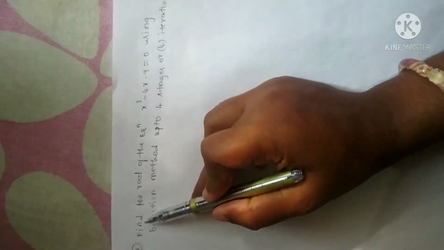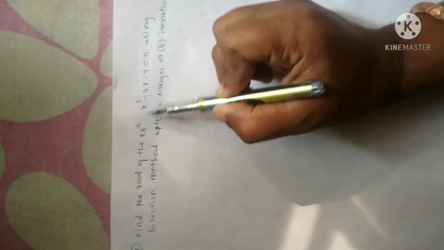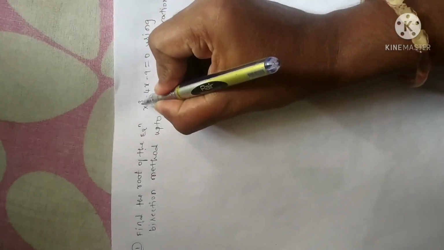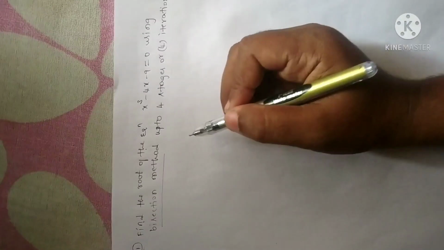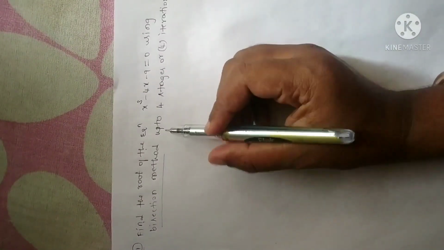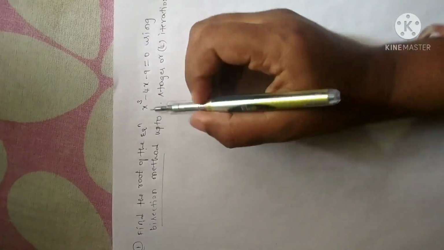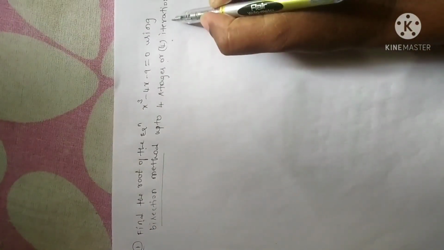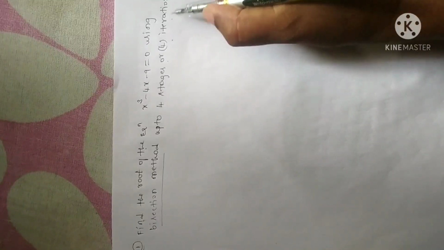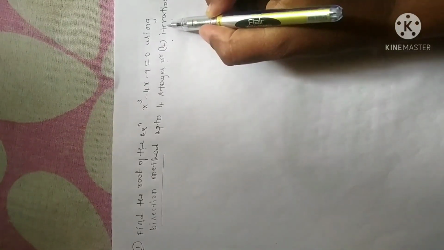Now here is a question. Find the root of the equation x cube minus 4x minus 9 is equal to 0 using bisection method. So one more name for bisection is interval halving method. Using bisection method up to 4 stages or 4 iterations. Iterations in the sense steps. You have to do for 4 iterations.